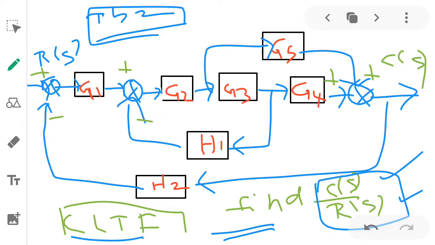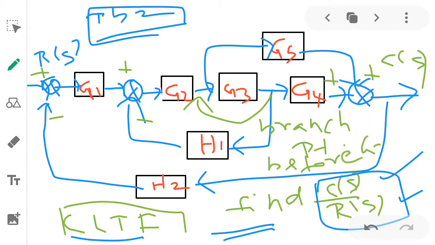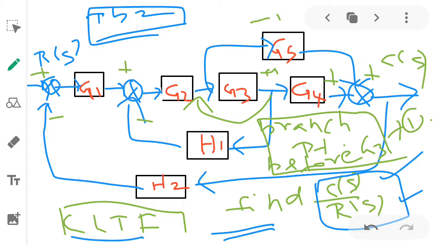the rules. The first rule that you will try to apply is you move this branch point over here. Move this branch point before G3. That is the first rule that we will be applying. If you apply that, then these two blocks will be connected in cascade. Then you will have a feed forward path here. Then here you will have a negative feedback path.